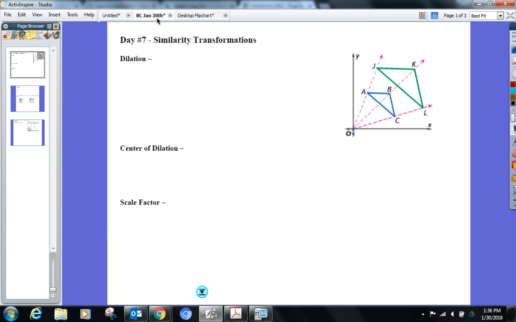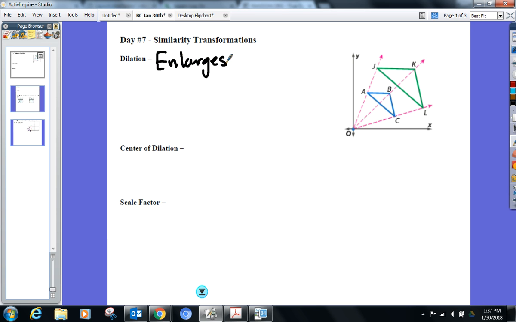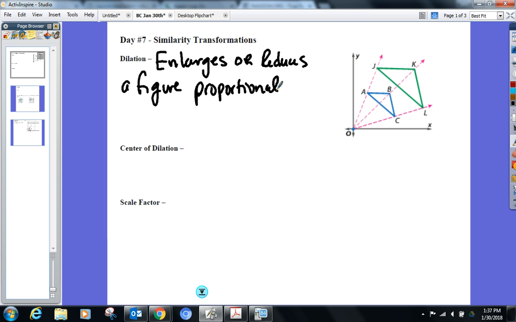Dilation. There is a couple definitions I need to give to you guys, just a couple. All right, dilation enlarges or reduces a figure. And here's where the similarity comes in. Proportionally. So all the sides get twice as big. All the sides get half the size as big. All right. Center of dilation. That's my fixed point where the dilation occurs.